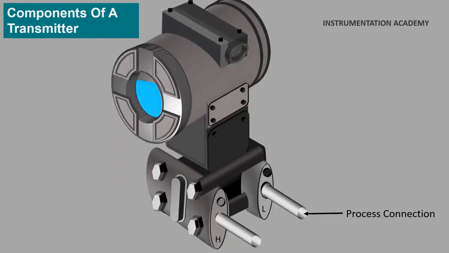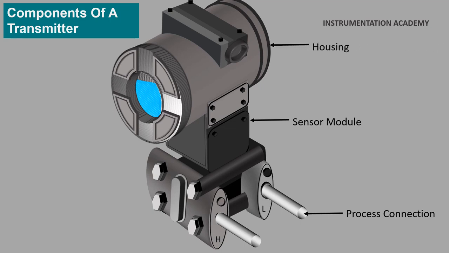Process connection. The process connection is used to connect the transmitter to the process. Common process connections include manifolds, impulse piping, and primary elements. Sensor module. The sensor module houses the sensor. The sensor reacts to changes in the process by creating a signal which is read by the electronics. Depending on the type of pressure measurement, the sensor will be mainly capacitive or piezoresistive.